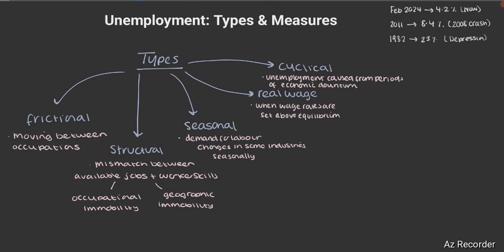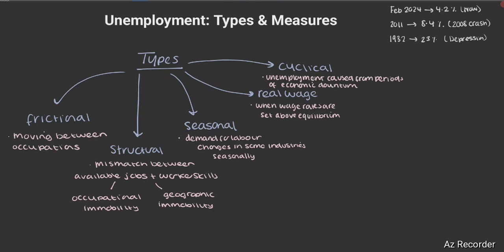Additionally, there's structural unemployment, which is where there's a mismatch of skills between available jobs and workers. This can take the form of occupational or geographic immobility. So when we think of occupational immobility, we think maybe, for example, of factory workers in the UK during deindustrialisation. There is a reduction in demand for factory-related skills, and so these workers tend to be unemployed.